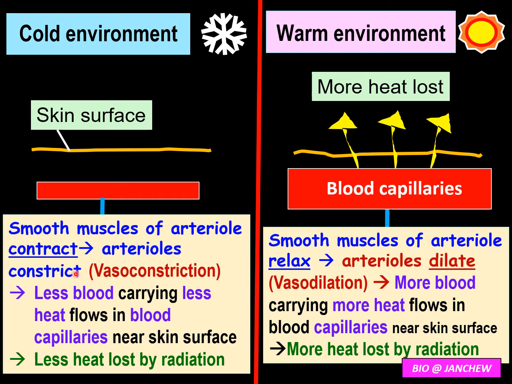We cannot say arterioles contract. Arterioles constrict or become narrower, and this process is known as vasoconstriction. There is a slight difference in the meaning of contract and constrict. Muscles contract, but arterioles constrict. When vasoconstriction occurs, less blood carrying less heat will flow in the blood capillaries near the skin surface, so less heat will be lost by radiation.